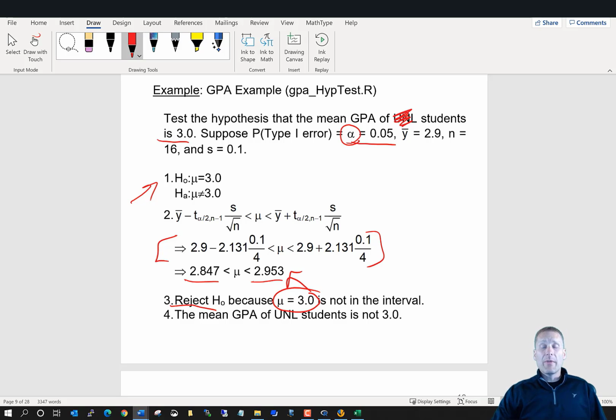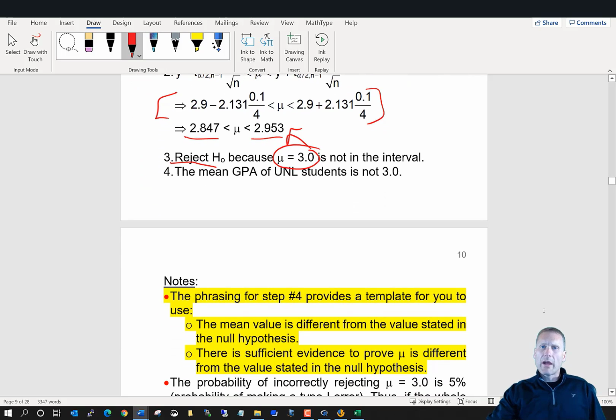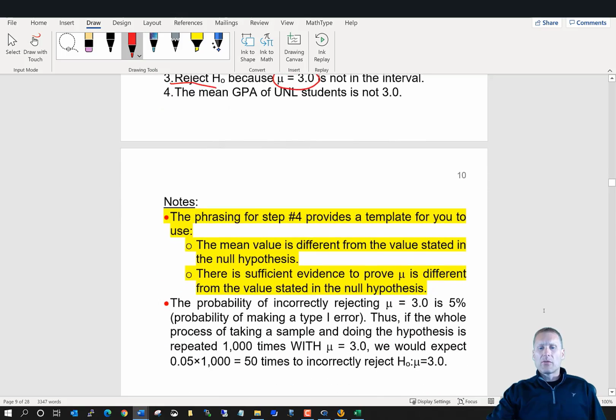Step 4, tell me in terms of the original problem, in terms of the actual data itself, what does this mean? Well, the mean GPA of UNL students is not 3.0. There, we're done. Pretty simple. Just a more formal way of looking at things with a confidence interval.